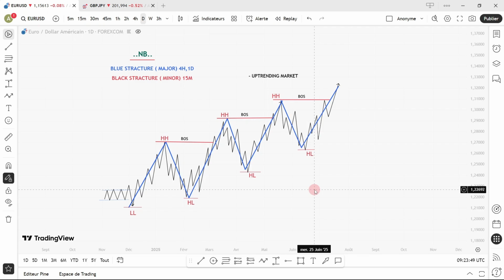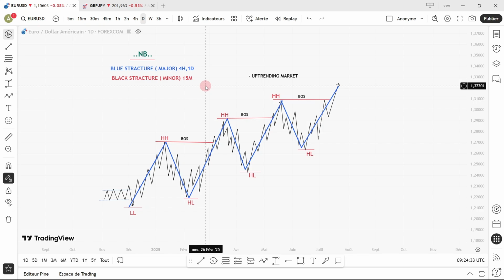But these structures are of two types. There is a major structure, which is the external structure, and there is the minor structure, which is the internal structure. The major one is always found on a higher time frame, so we can call it the daily, 4 hour, or even a weekly time frame. And these minor or internal structures are usually found on lower time frames, which is 15 minutes, 5 minutes, 1 minute, all those lower time frames.